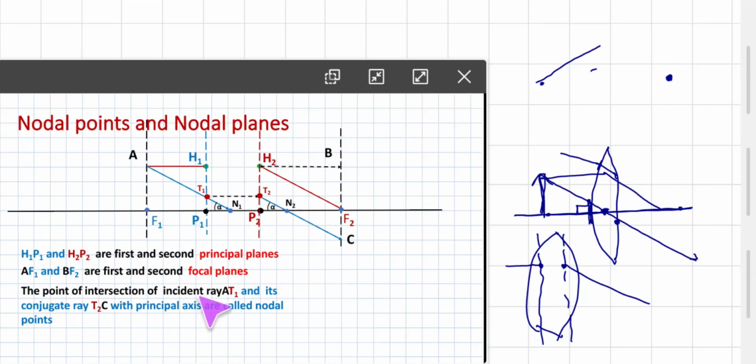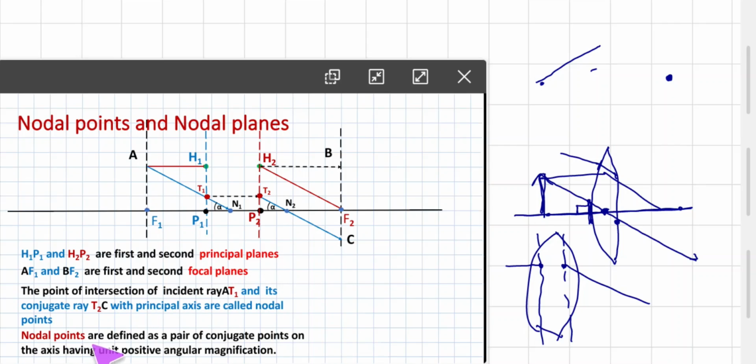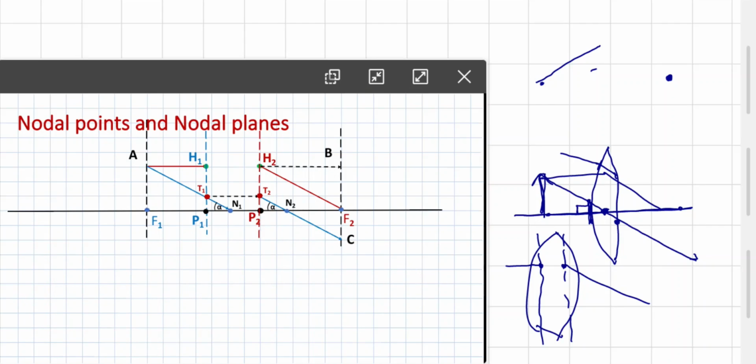So what is a nodal point? Nodal points are defined as a pair of conjugate points on the axis having unit positive angular magnification. So whatever angle is made here, the same angle is made here, and the ray travels straight. So this pair is called nodal points N1 and N2. So nodal points and nodal planes, we already saw.